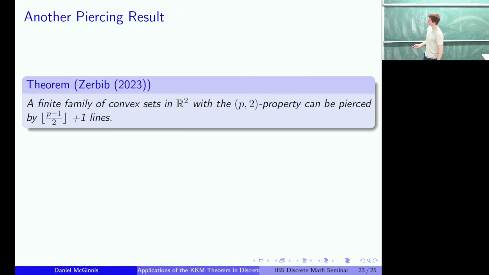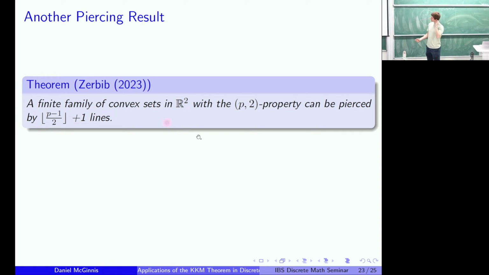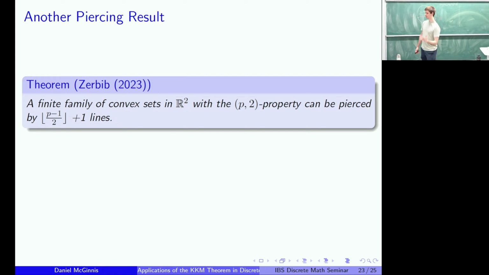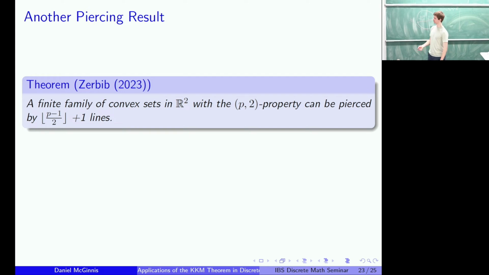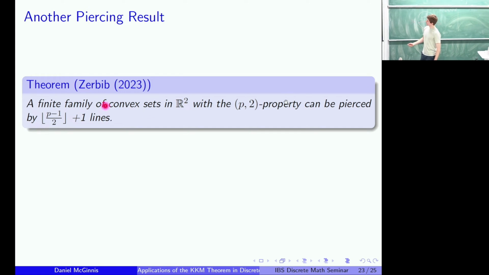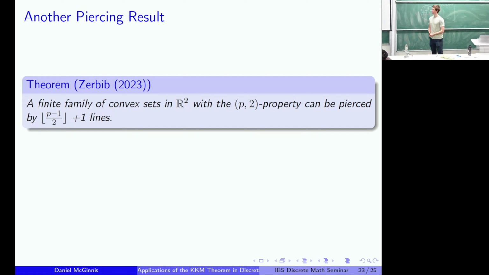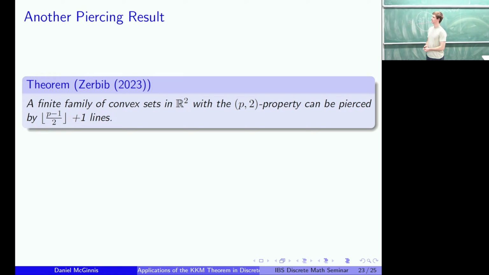Okay, so here's another result by Shira that she proved using basically this same idea where you define the regions to be disjoint in that way. She proved that a finite family of convex sets in R2 with the P2 property, which means that whenever I have P sets, some 2 of them intersect, can be pierced by roughly P over 2 lines. You can also think of this as the family having matching number at most P minus 1. So if you have a family with a P2 property, it can be pierced by as many lines as you would need for, say, a P element point set in generic position.